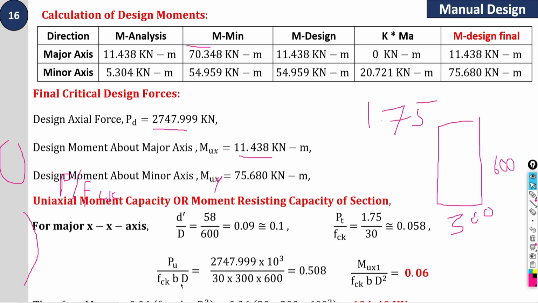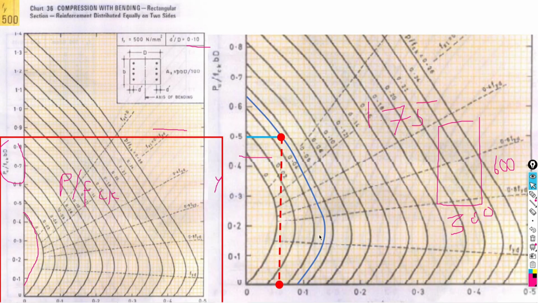Okay. PU by FCK BD is 2747999 into 10 raised to 3 divided by 30, 300, 600, we are getting 0.508. Okay. PU by FCK BD 0.508. Yeah, both are coming out to be the same. So we have to calculate MUX1 by FCK BD. Just go to the next.